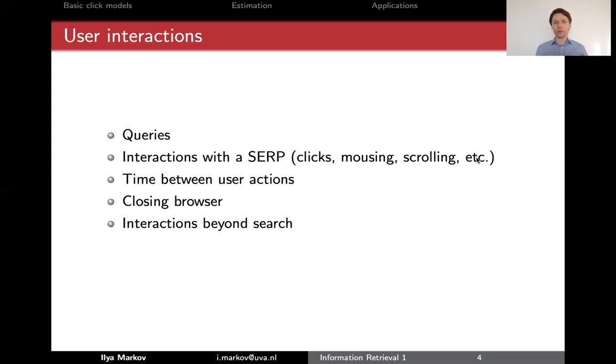And of course, if we go beyond search, we go to recommender systems and other systems. There can be interactions like rating an item, saving a bookmark, sharing, liking, and so on. All those are interactions. Some of them are explicit, some of them are implicit, but all of those have similar properties, similar problems, and some of them we will discuss in this set of videos. And of course, there are many other interactions.